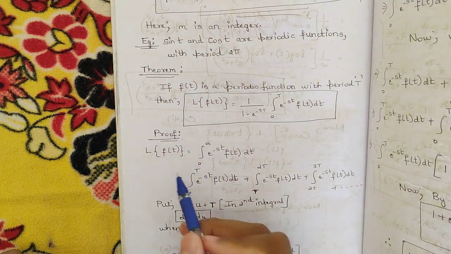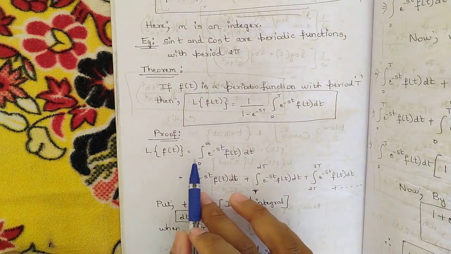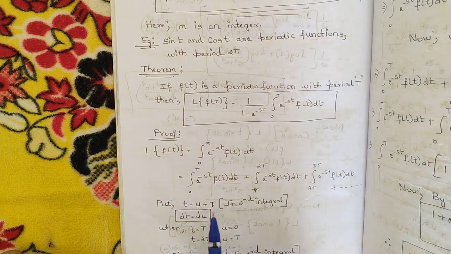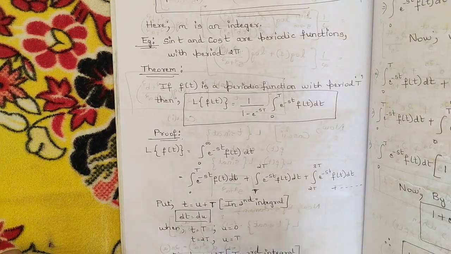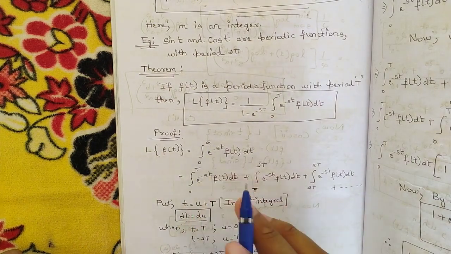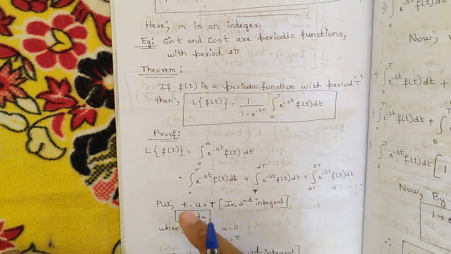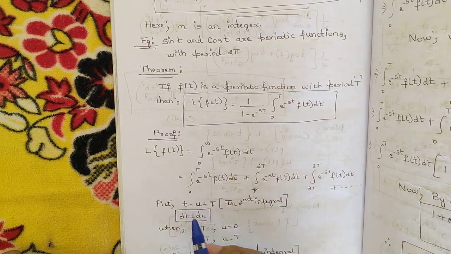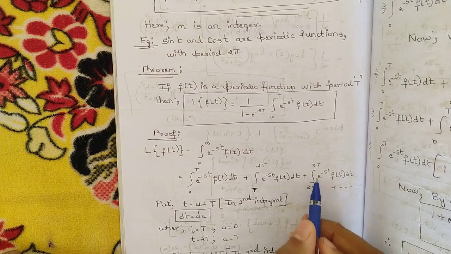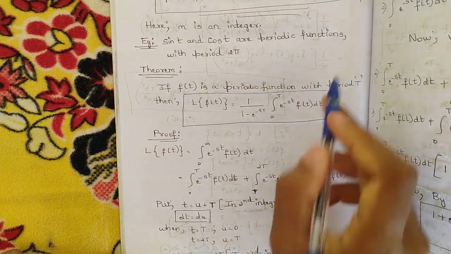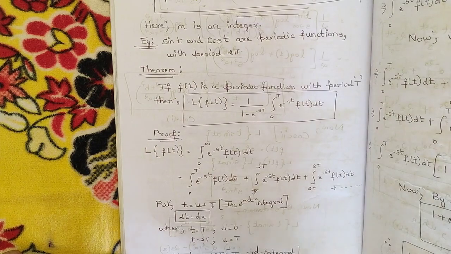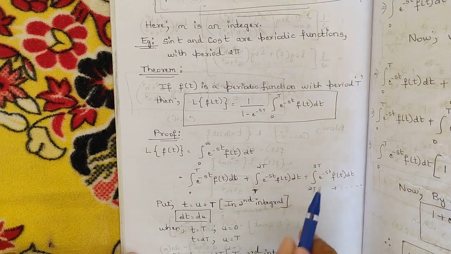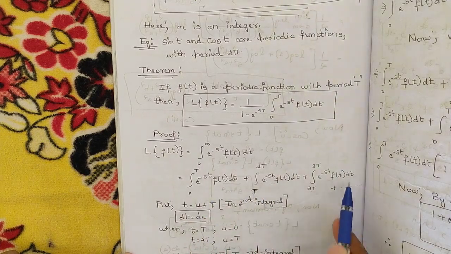Proof: consider the definition of Laplace transform, that is L of f of t is equal to integration from 0 to infinity of e to the power minus st f of t dt. Here the integration is from 0 to infinity, so for different time intervals we should split the integrals: first from 0 to T, then from T to 2T, 2T to 3T, and it goes on up to nT. You should split the limits for different time intervals in order to treat it as a periodic function. That's what I've done, and this function is repeated for all the integrals.